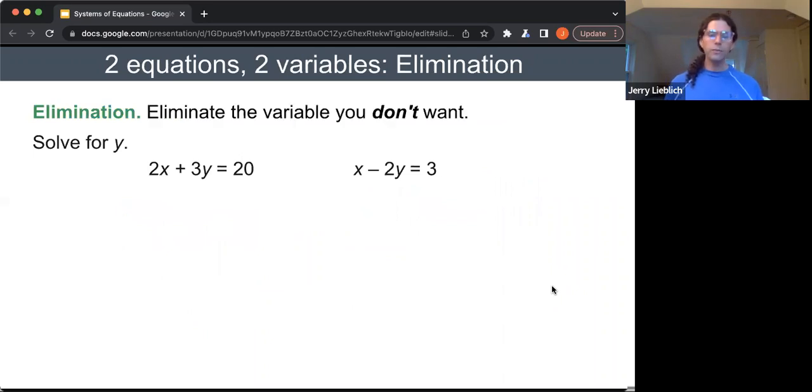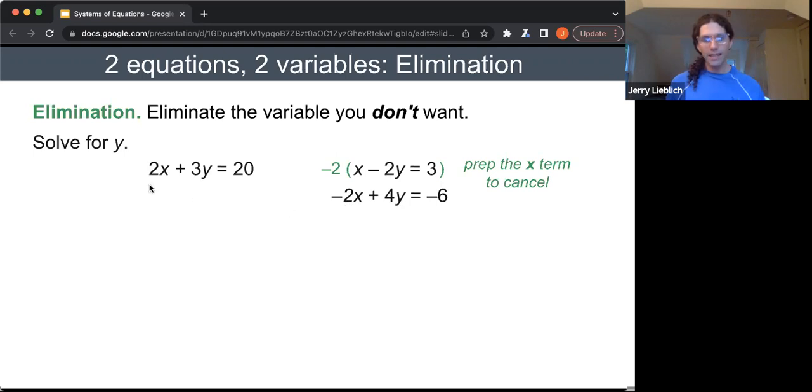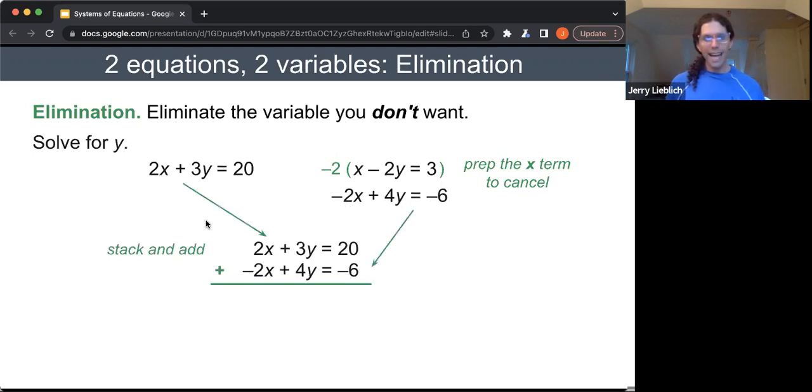My goal is to eliminate the variable I don't want. And the way I'm going to do that is by either adding these equations together or subtracting them from one another. But what's important is I'm not just adding them or subtracting them to add or subtract them. I'm specifically doing so to eliminate the variable I don't want. So what that means in this case is I want to get rid of my x's. So I'm going to multiply this whole equation by a coefficient, -2. And now I've got -2x and +2x. So now when I add these two equations together, I stack them up and I add them together, those x's are going to cancel out and I get my y.